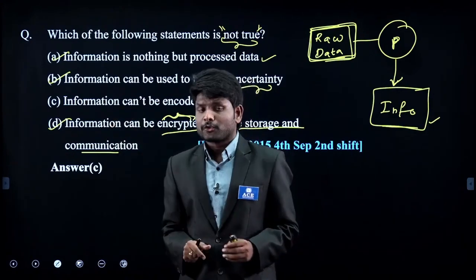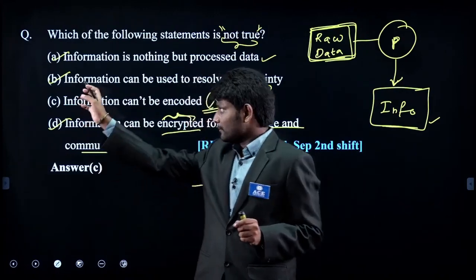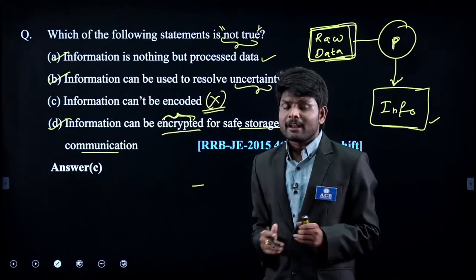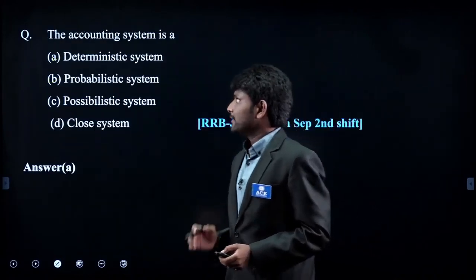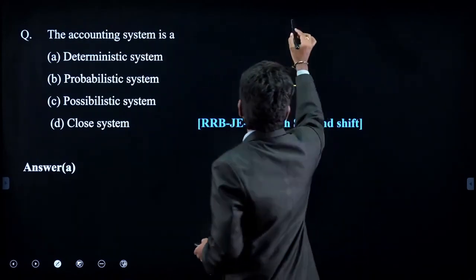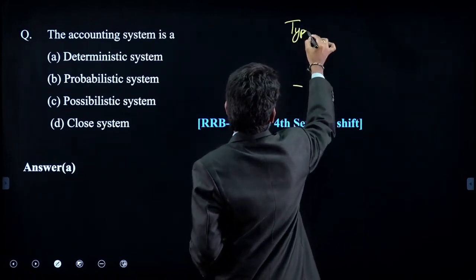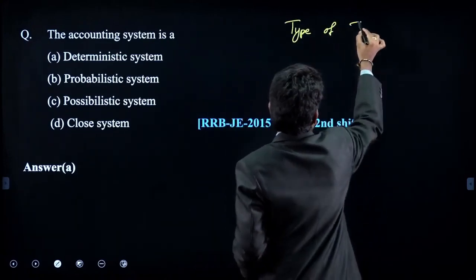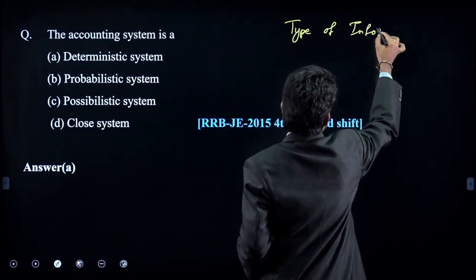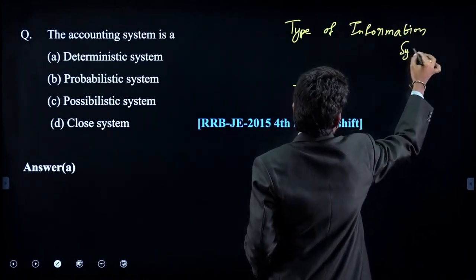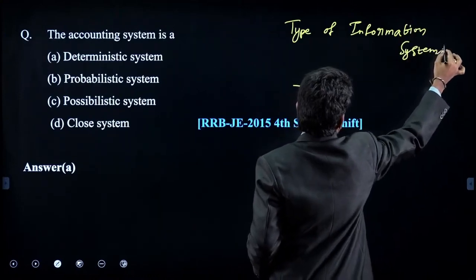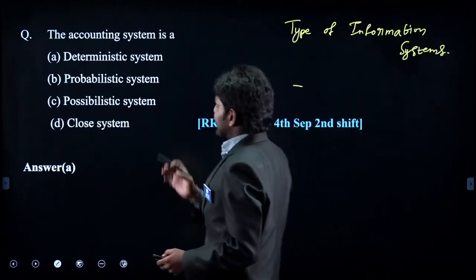In the fourth question, we understood they are also focusing on the definition of information and how data is different from information. These are the points they are interested in. Then the accounting system. Here they are interested in the type of information systems. Fine. So the accounting system.